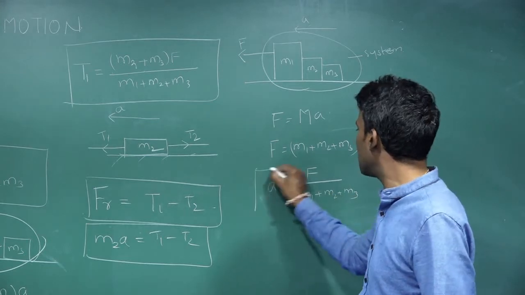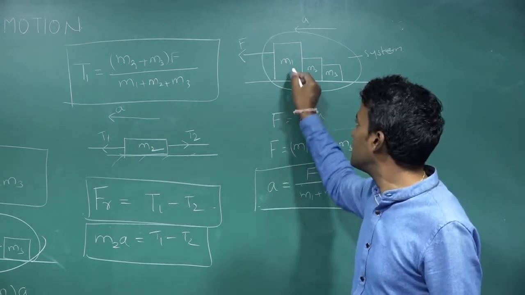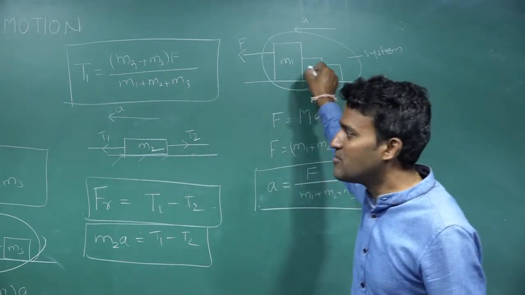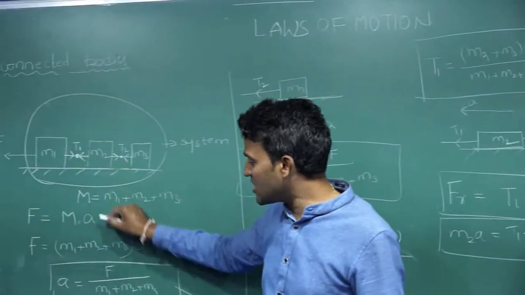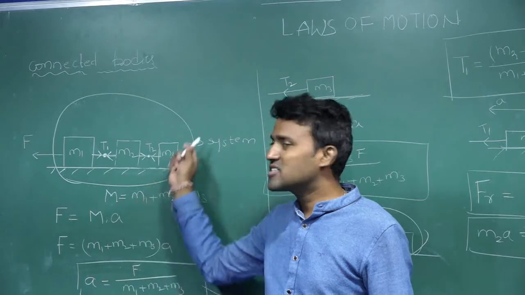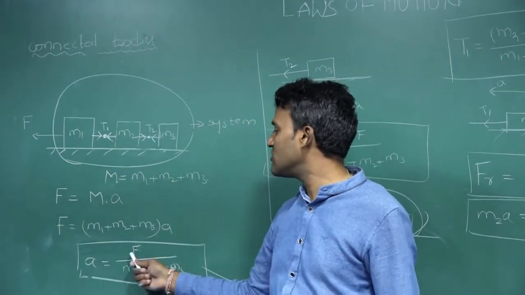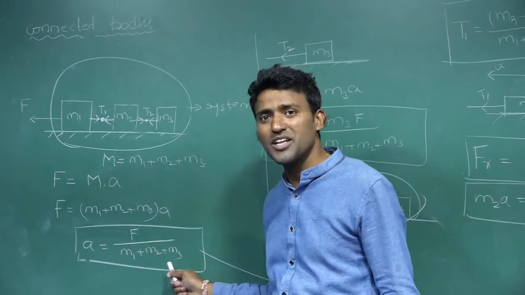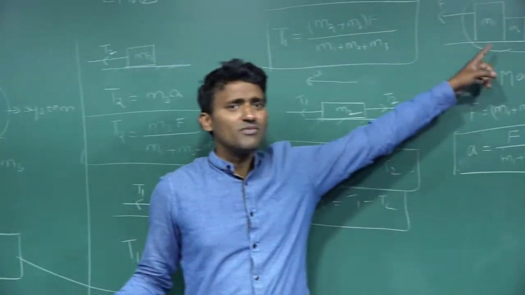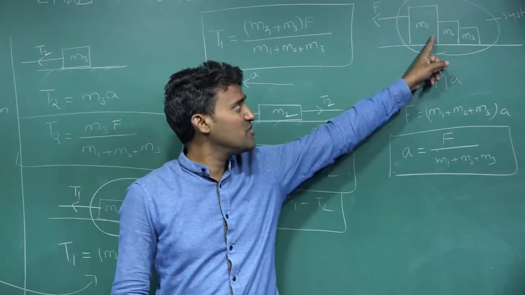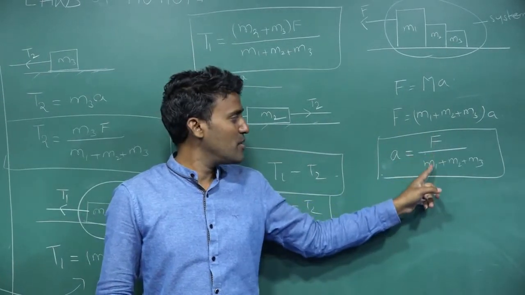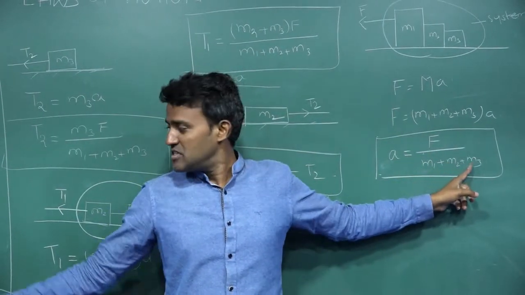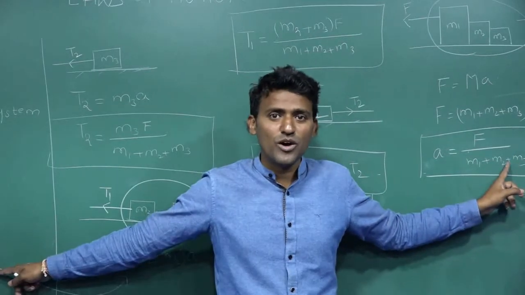I want to compare this equation with the case where the bodies are connected by a string. At that moment the acceleration of the system, A, is equal to F divided by M1 plus M2 plus M3. And here also, without connecting strings, acceleration is equal to F divided by M1 plus M2 plus M3. These two formulas are the same.